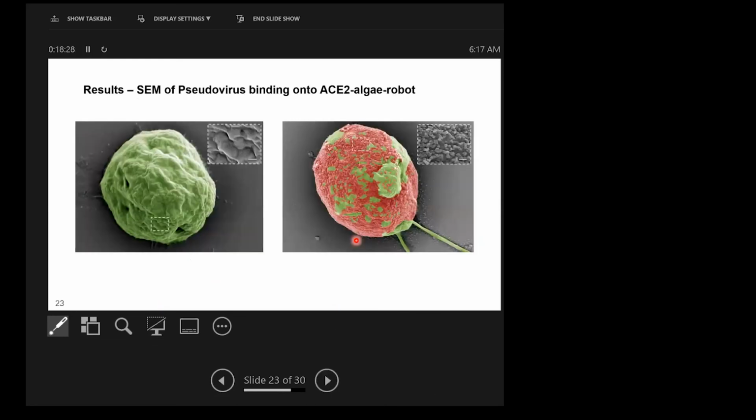After the motion in the virus-containing environment, we found a significant change in the ACE2 algae robot surface morphology. We can see from the right SEM image that the robot can bind to the virus after motion in the virus water matrix. And you can see it has a relatively rough surface morphology compared with the left one, which just moved in the water without virus. So this data also verifies our system has a great capability to remove virus in the water matrix.